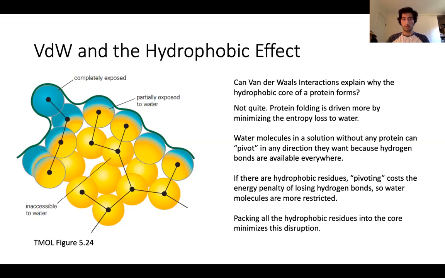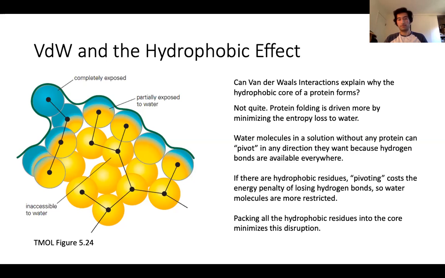If you have free water molecules in solution, without any other things added in, so no proteins, no ions, the water molecule can pivot in any direction that it likes, because wherever it goes, if the water molecules are arranged in a lattice, they still have access to hydrogen bonds. However, if you add in a protein, especially one that has many, many hydrophobic residues, then all of a sudden when the water molecule pivots to another direction, it loses its hydrogen bonds. And so it has fewer degrees of freedom.